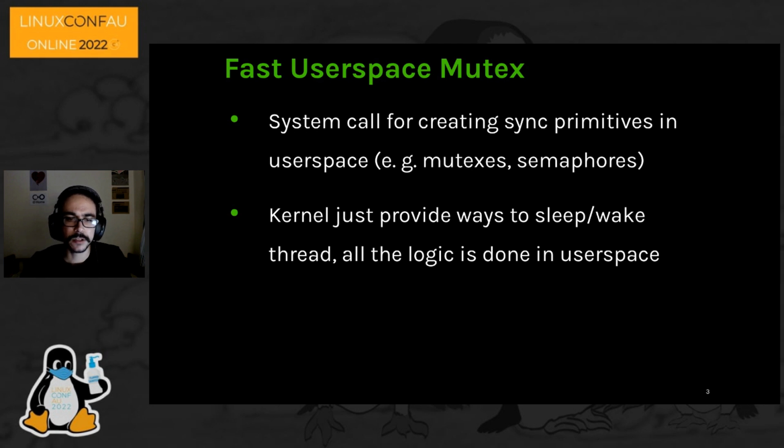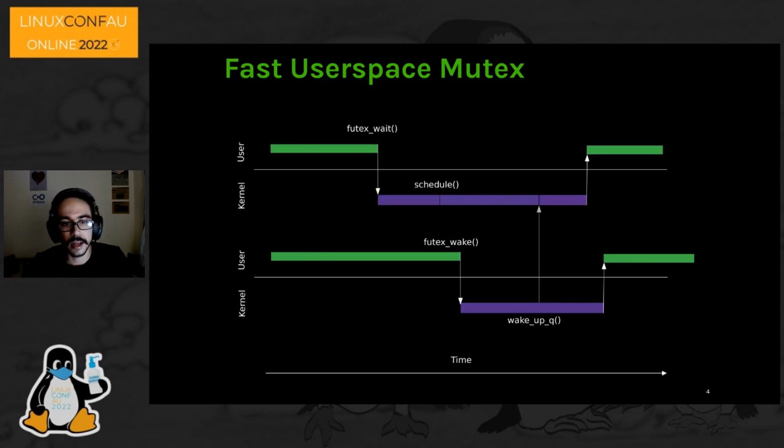And the kernel interface is very, very simple. It's basically a way to sleep and wake threads, and all the logic needs to be done in user space. Here is a kind of visual explanation of how the syscall works. Here we have two threads, and this is the direction in which time flows. This thread got the lock, it got the mutex lock, so it's here in user space happily doing a lot of work.